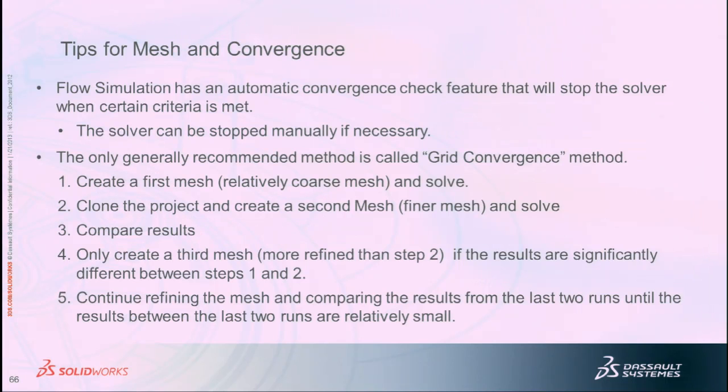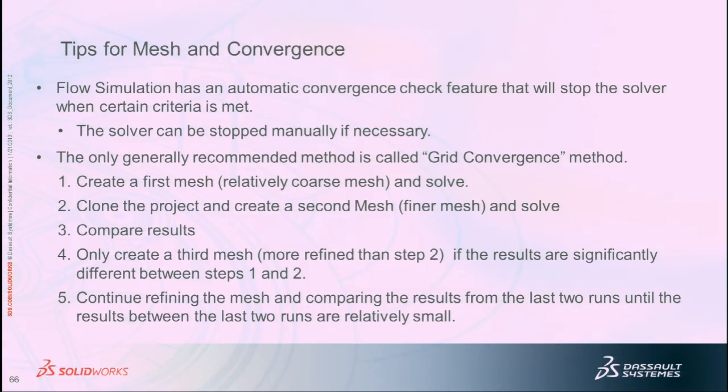Okay, we just have a couple more things. In Flow Simulation, there is an automatic convergence check feature that allows the solver to stop when criteria are met; you can also stop it manually if necessary. The other general method is called grid convergence, and this is that other method that I mentioned earlier. If you don't have something to validate your results against, an analytical solution, test results, anything, this is one method CFD users use. Just about most CFD analysts will go to this.